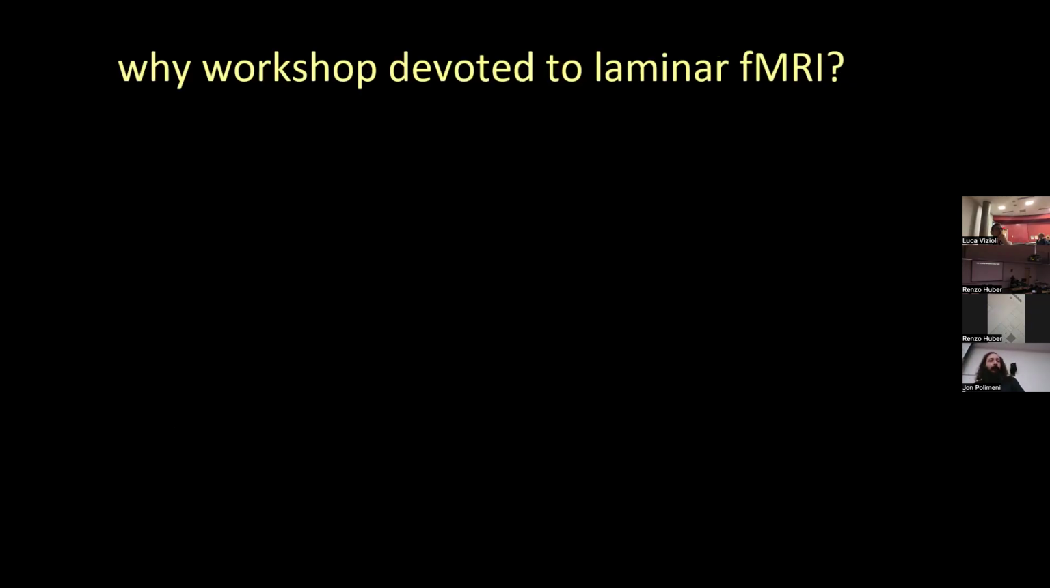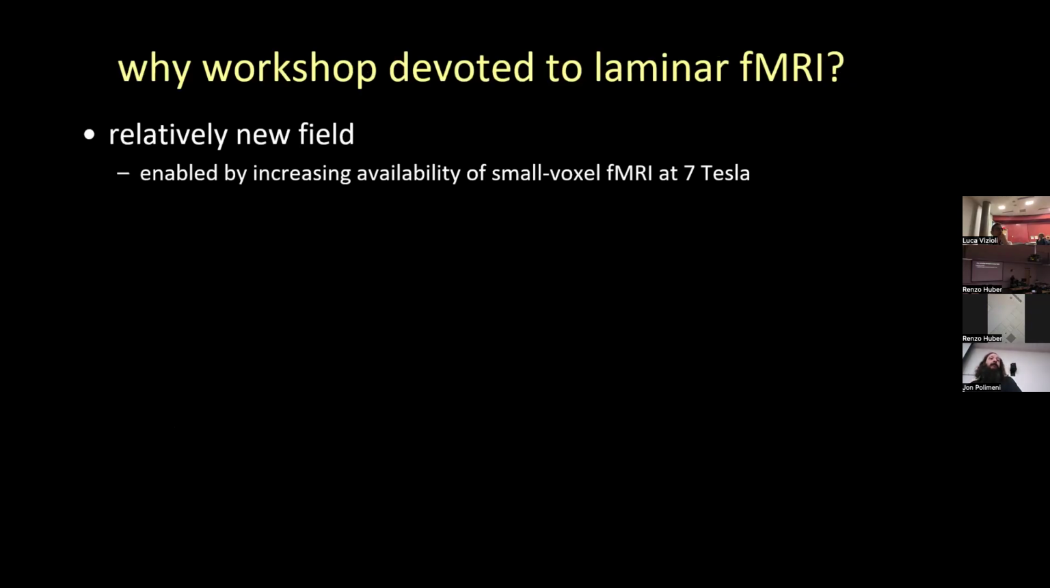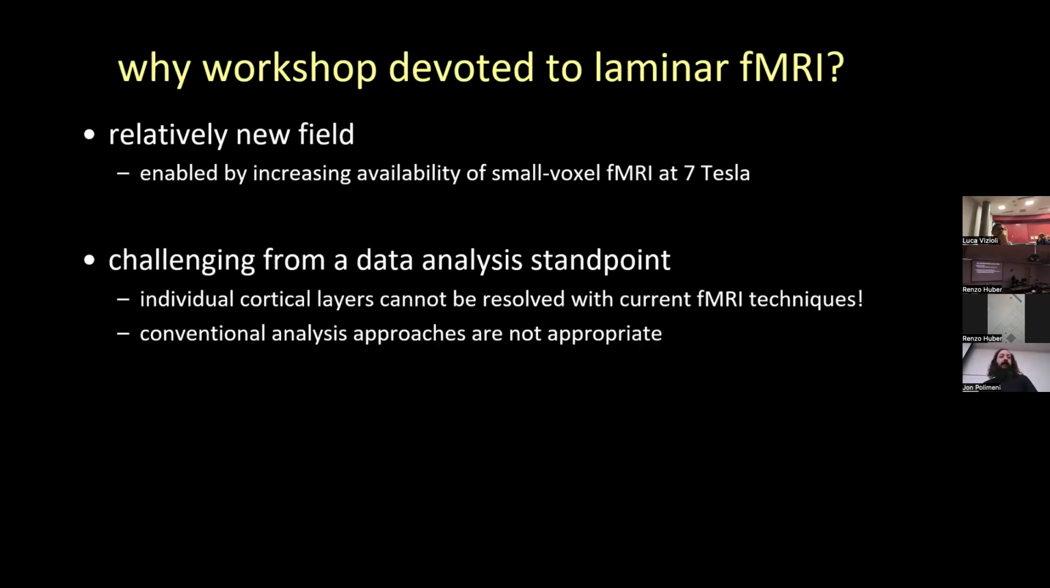And so why a workshop devoted to this topic? Well, it's a relatively new field. It's enabled by increasing availability of these small voxel fMRI studies at 7 Tesla. However, it's pretty challenging from a data analysis standpoint, which you'll hear a lot about during this course. Now, individual cortical layers cannot be resolved with current fMRI techniques. This is a major challenge, and conventional analysis approaches really aren't appropriate for these data. So we'll hear about these approaches throughout the course.